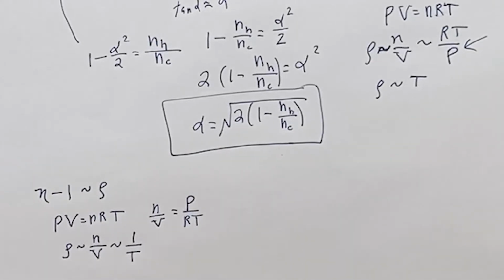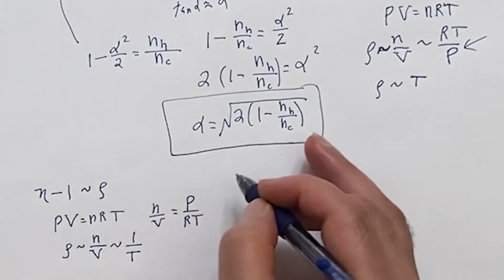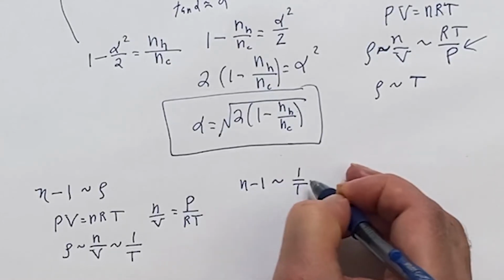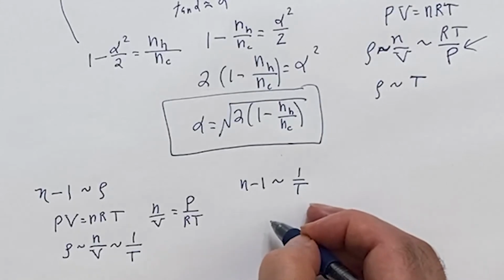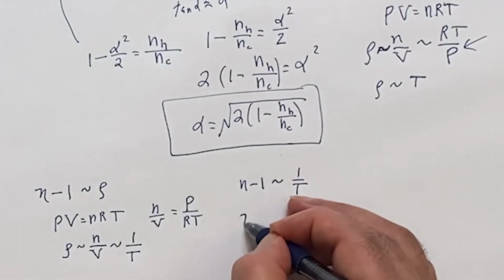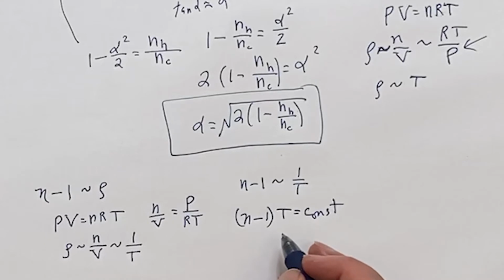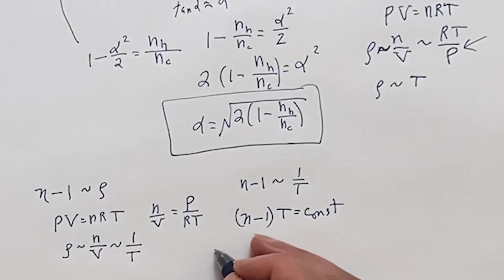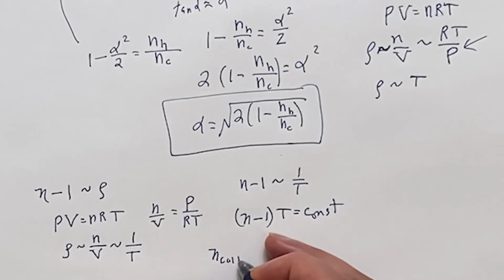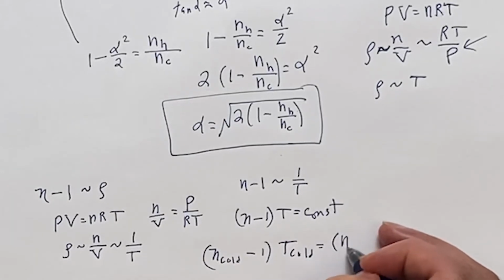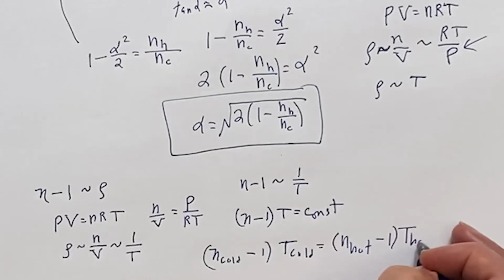So here, this means that we're going to be proportional to 1 over T, the temperature. Now, the temperature is going to be what's varying between the air above the road and the road surface. Pressure is going to be the same for the day, so we don't have to worry about pressure. So that means that n minus 1 is going to be proportional to 1 over T, and we can think of that as meaning that n minus 1 times T is equal to a constant. All right? So that gives us n cold minus 1 times T cold is equal to n hot minus 1 times T hot.